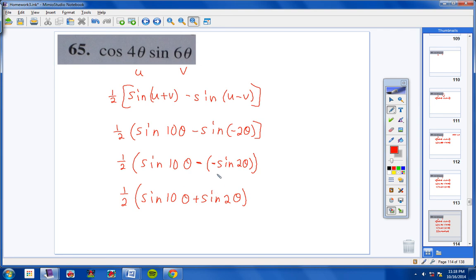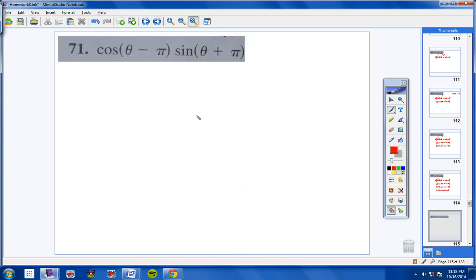Number 65. Okay, moving on to number 71. It's the same thing again in 71. We're still in the same section, and they want us to use the product to sum formulas to write the product as a sum or difference. So we still have cosine times sine. Look at this whole expression here as U, and look at this whole expression here as V. Trust me, that will work.